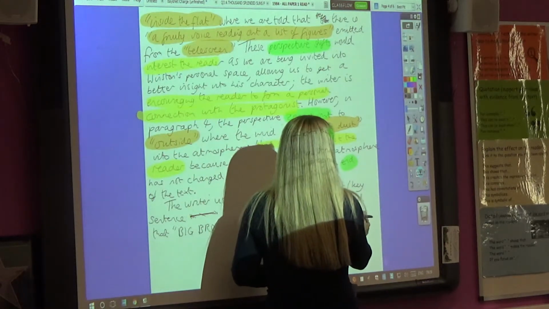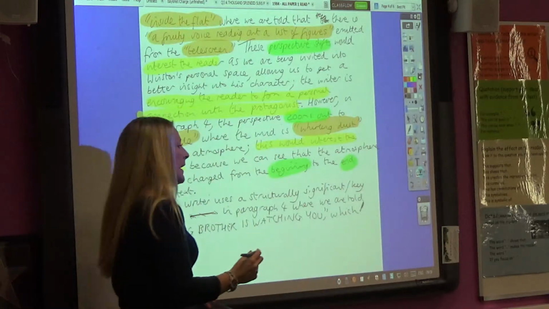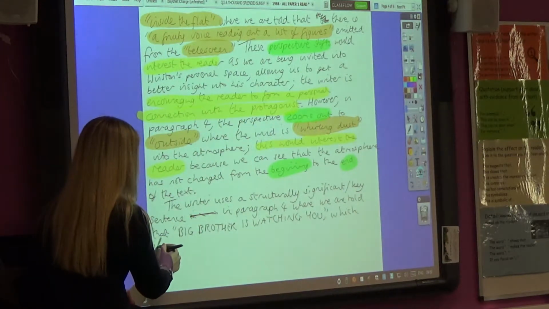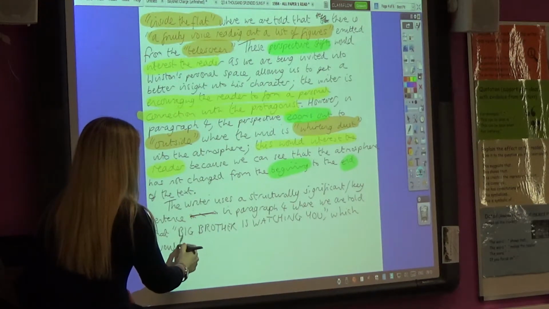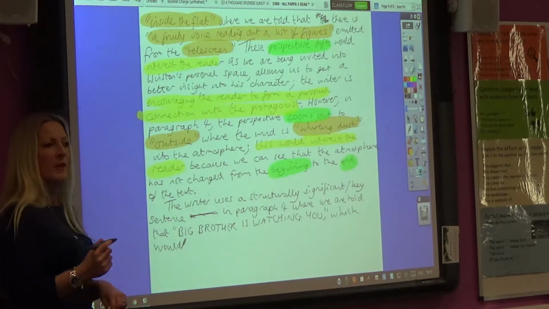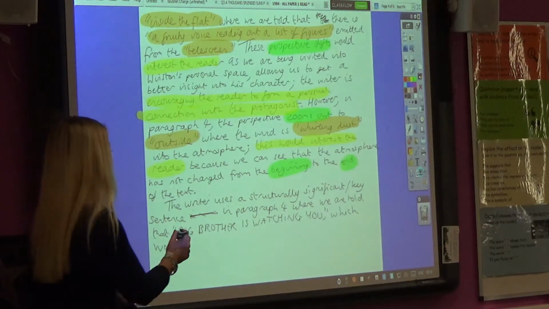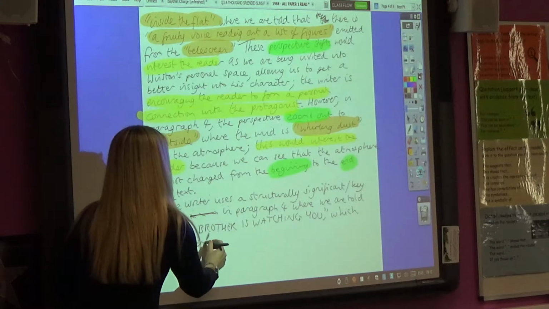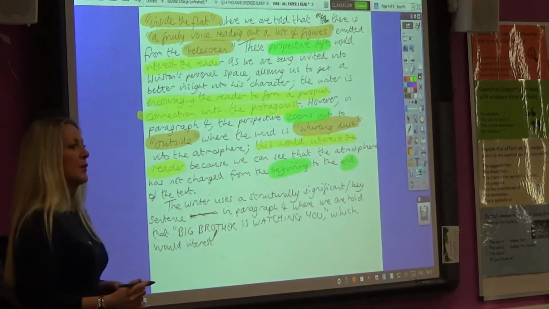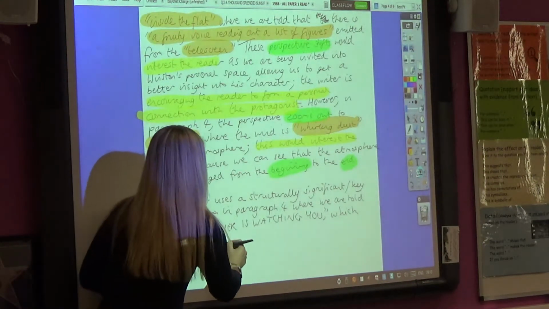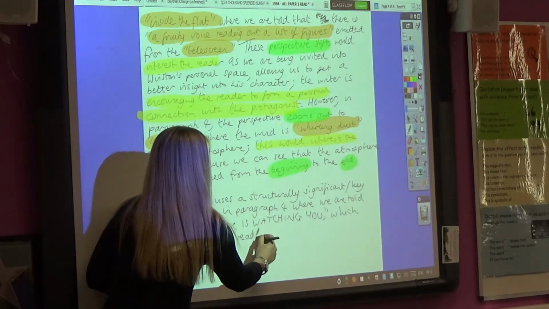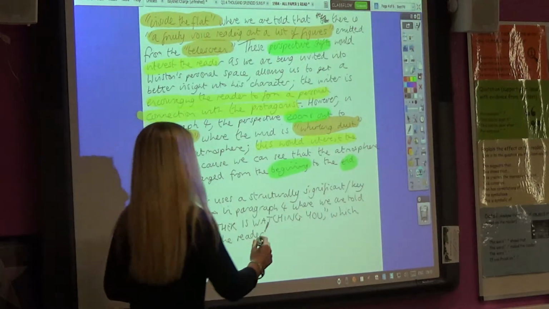Well, why would that interest the reader? What did we say? Why is it a key sentence? Because a key sentence is a sentence where there's a turning point or something is revealed to the reader. So, why is it interesting? What notes did you make on that? Ladisha? It shows a lack of freedom and privacy. Good.